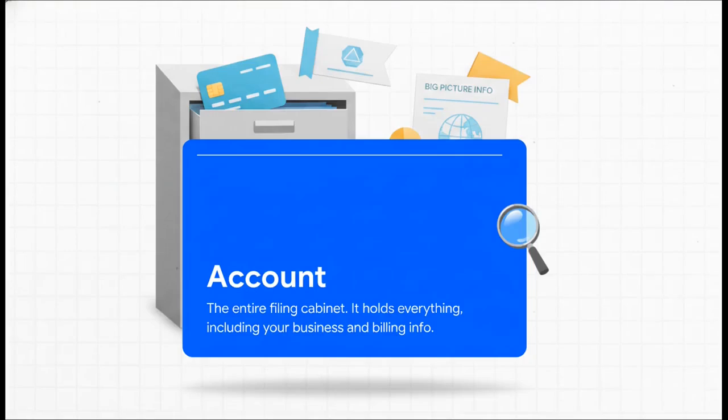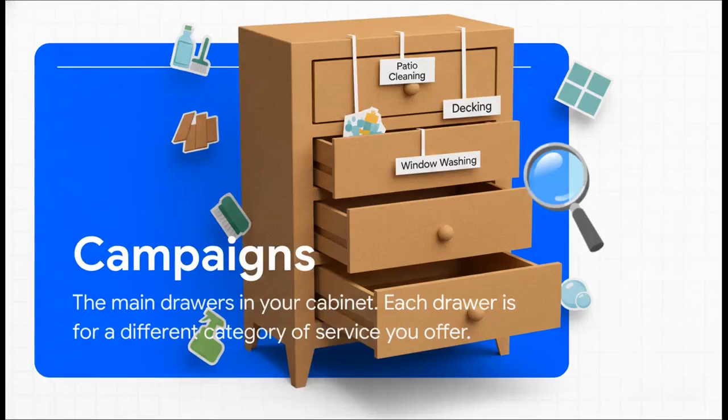So at the very top level, you have your account. That's the whole cabinet. It's where your billing info, your business name, all that foundational stuff lives. You usually just set this up once and don't touch it much. Now let's open that cabinet up. The main drawers inside, those are your campaigns. And here is the most important part. Each drawer should be for one specific category of service. You'd have one drawer for patio cleaning, another for decking, and maybe a third for lawn care. It keeps everything neat and separated.